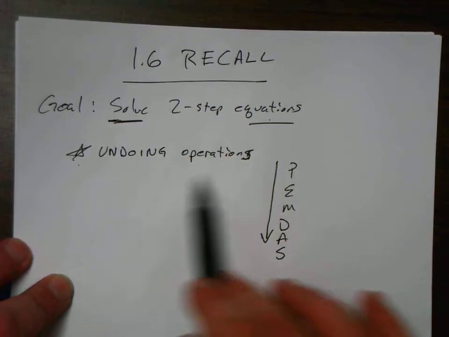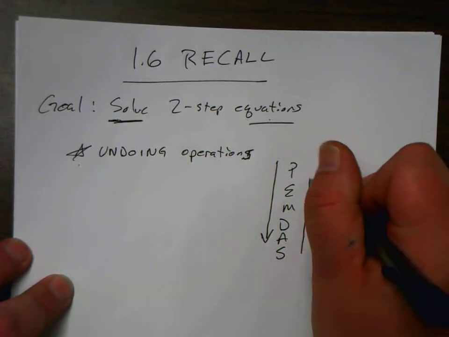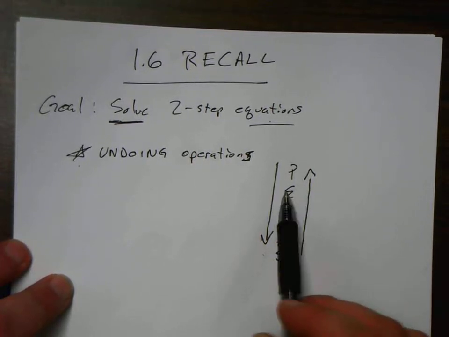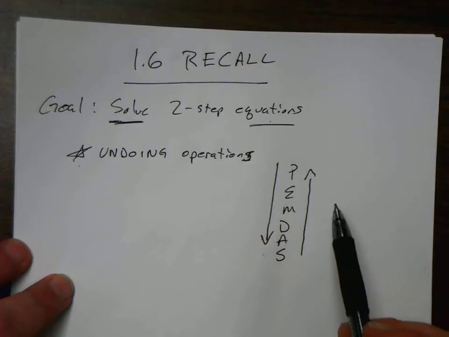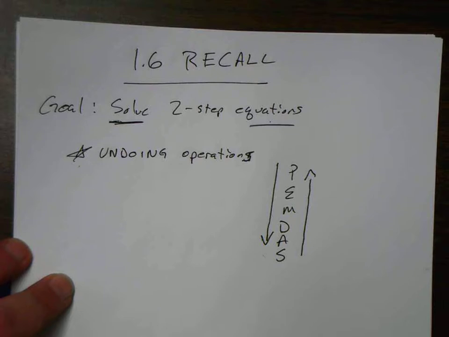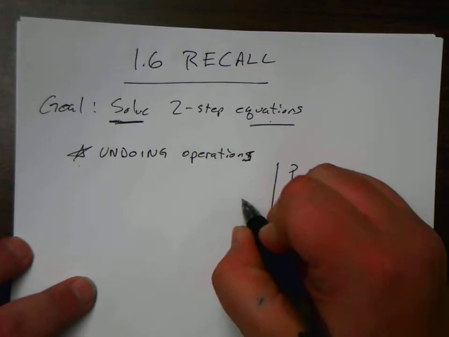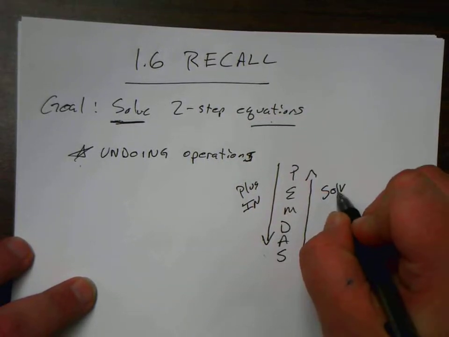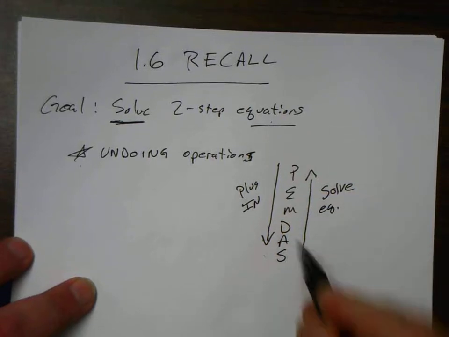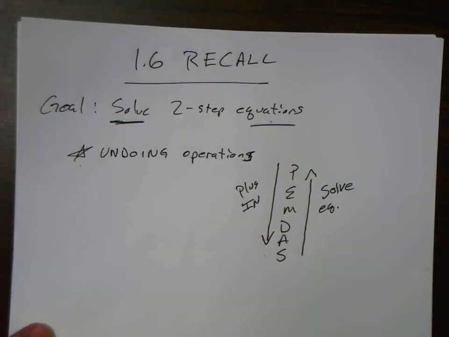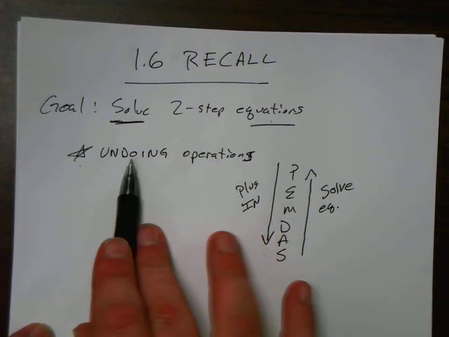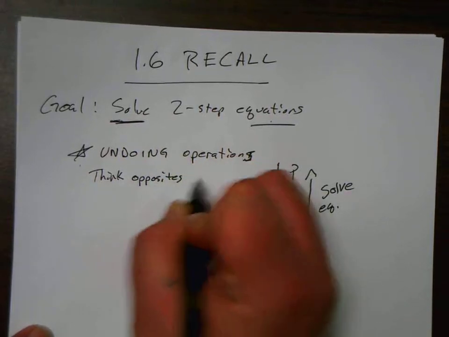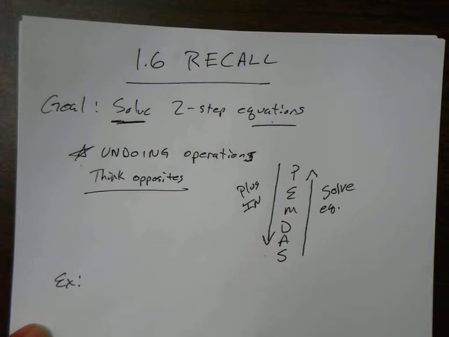Now, as you go about undoing operations, we are going to be doing this backwards. So in general, you're going to start with addition, subtraction, multiplication, division. And then if you have any exponents or parentheses, you'll handle those at that point. I'm going to go through a couple of examples so you can really see exactly what I mean by that. So here, this is plug in. You go this way. Solve equations, you're going to go that way. All right. So again, undoing operations. So think opposites. Let's go through a few examples so you can see what I'm talking about.